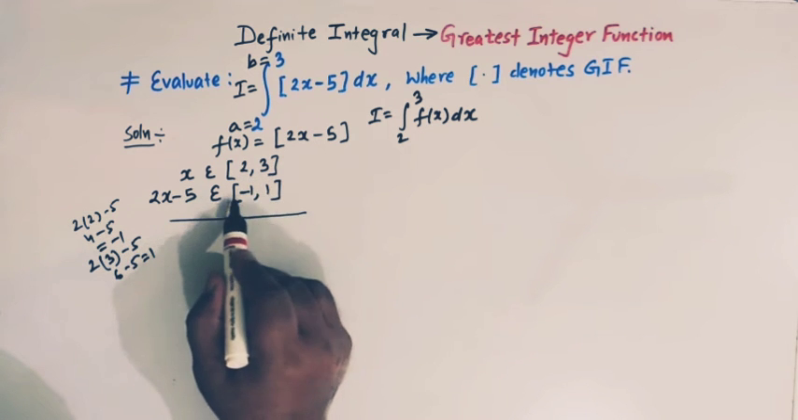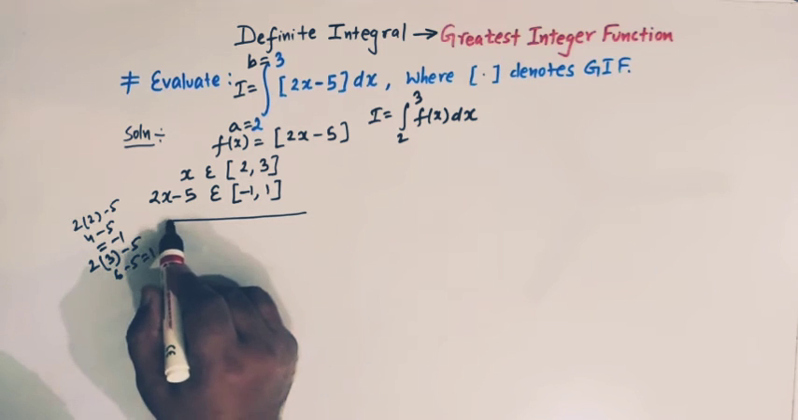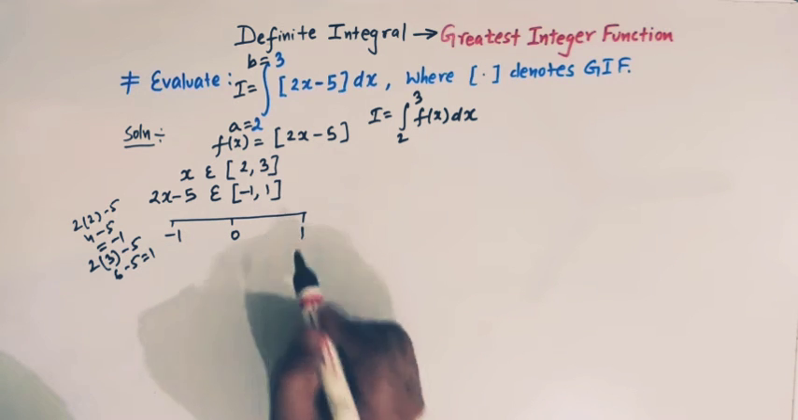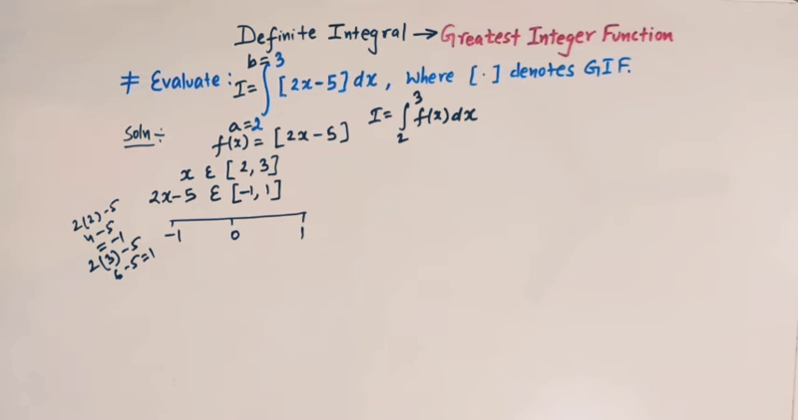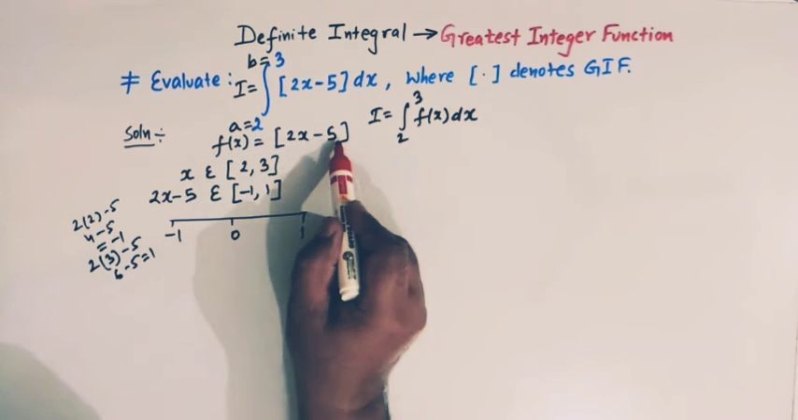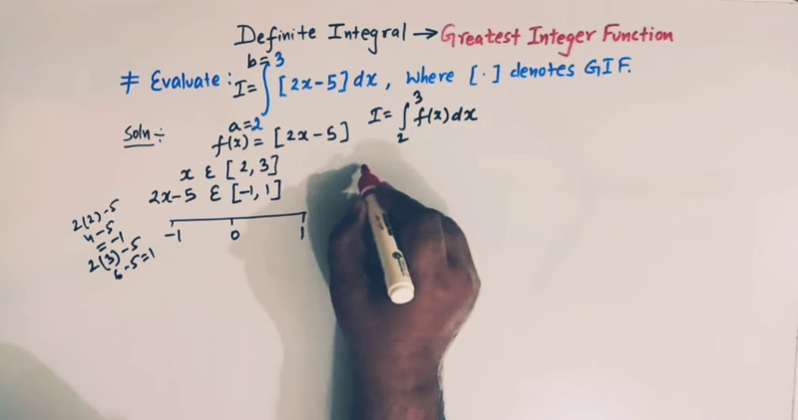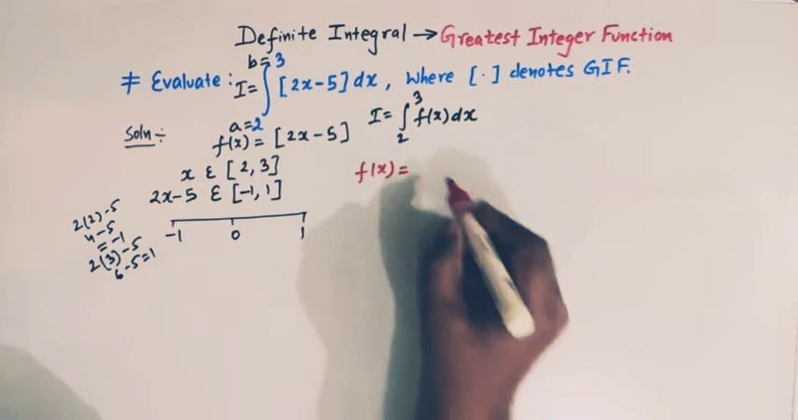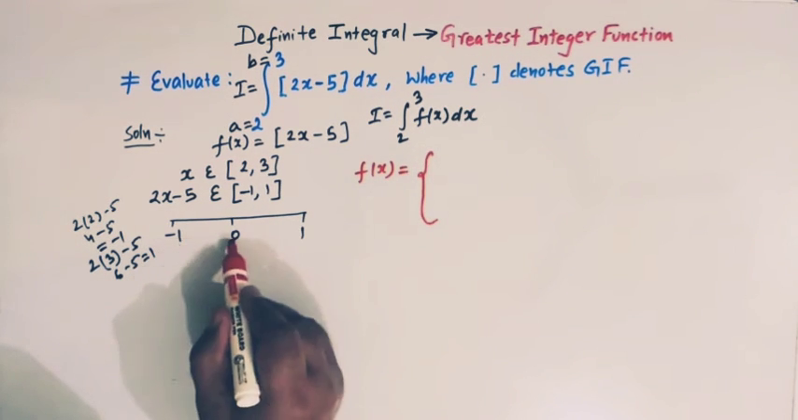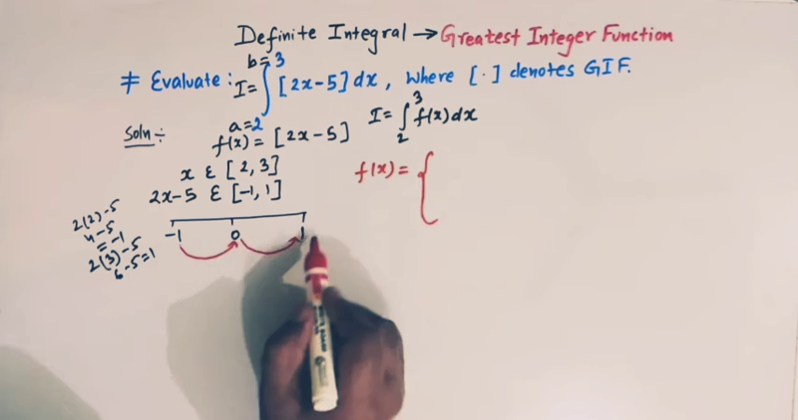Okay, so now we see that 2x minus 5 belongs to the interval minus 1 comma 1. If we represent this interval on a number line, then here we have minus 1, then 0, and then 1, right? Now our next aim is to express this function in terms of intervals. So we will write the function f of x in the interval minus 1 to 0, right? This is the first interval, and the second interval is from 0 to 1, right?